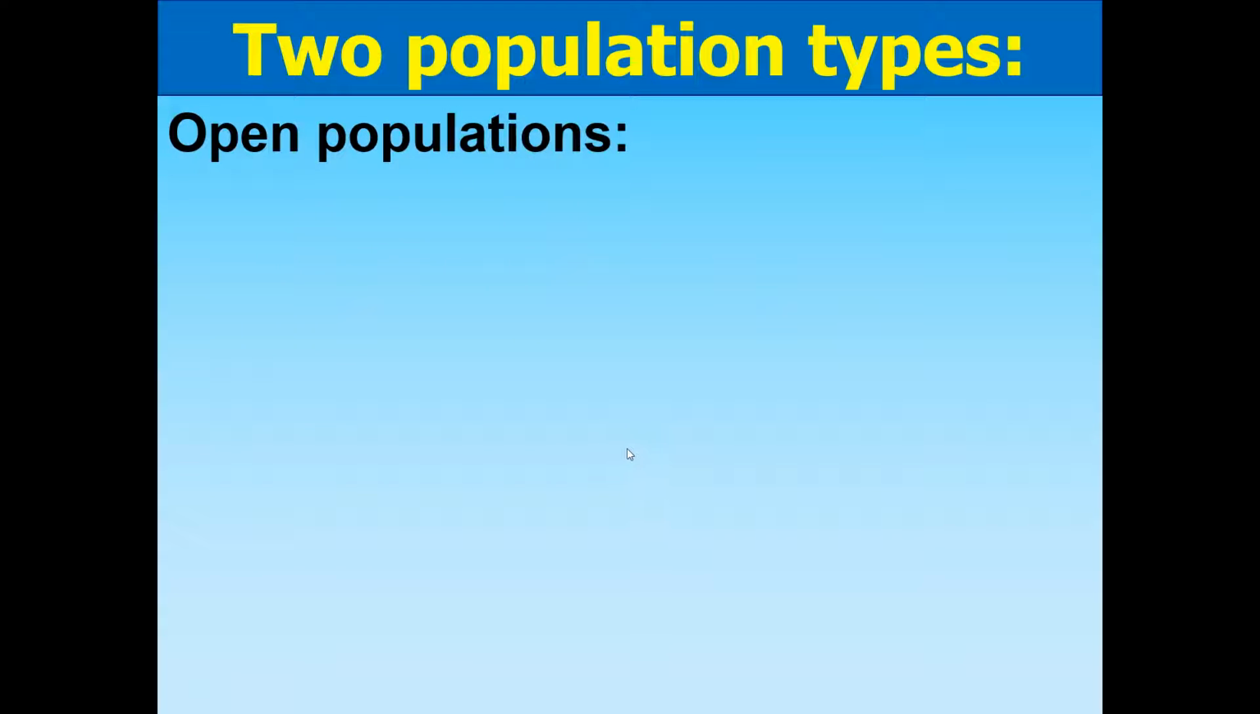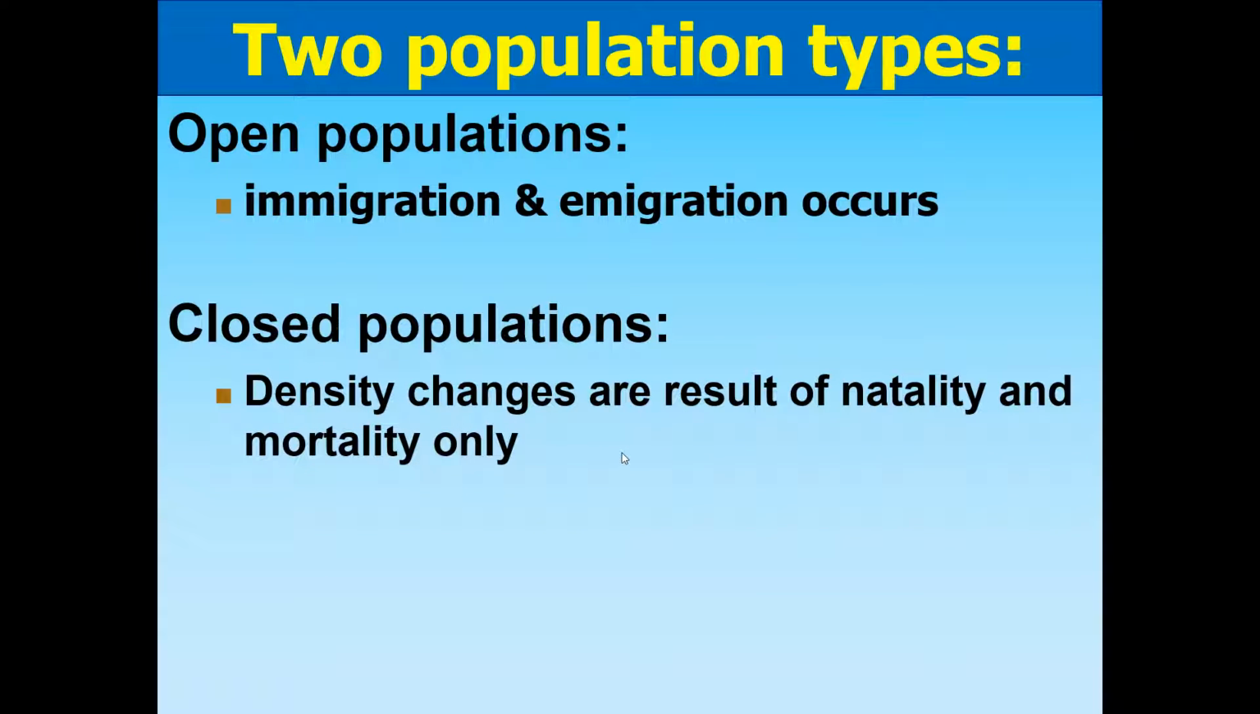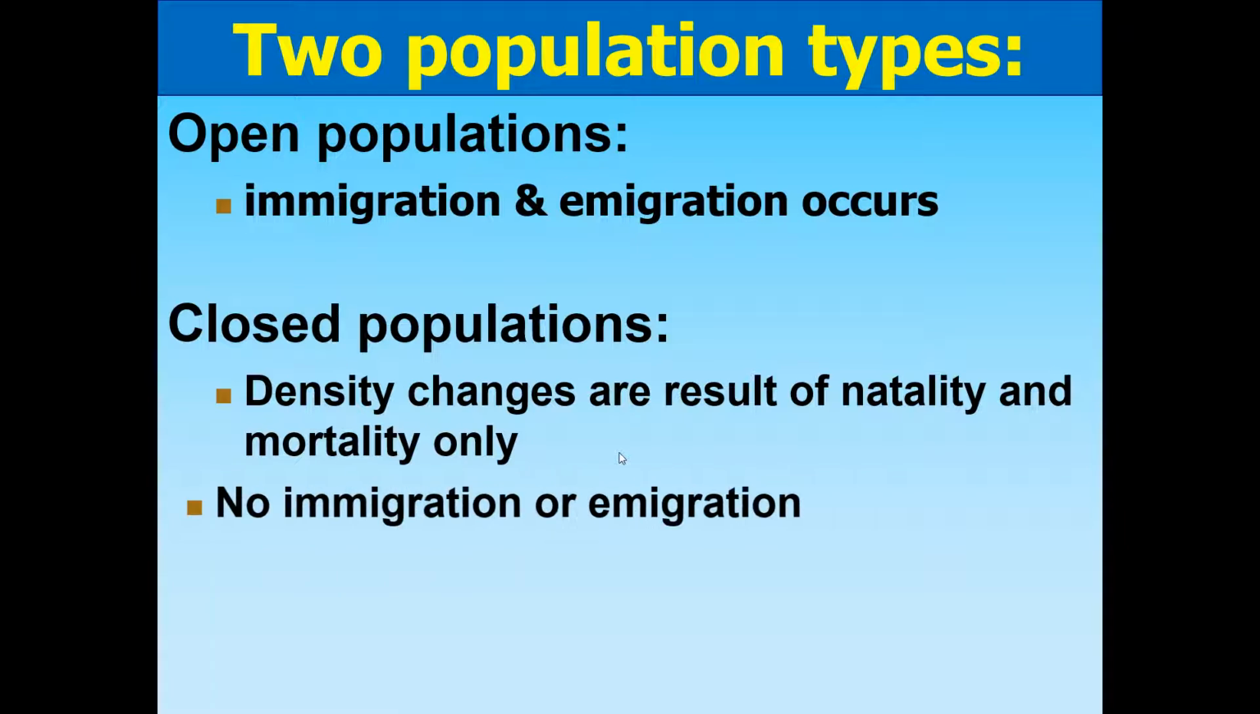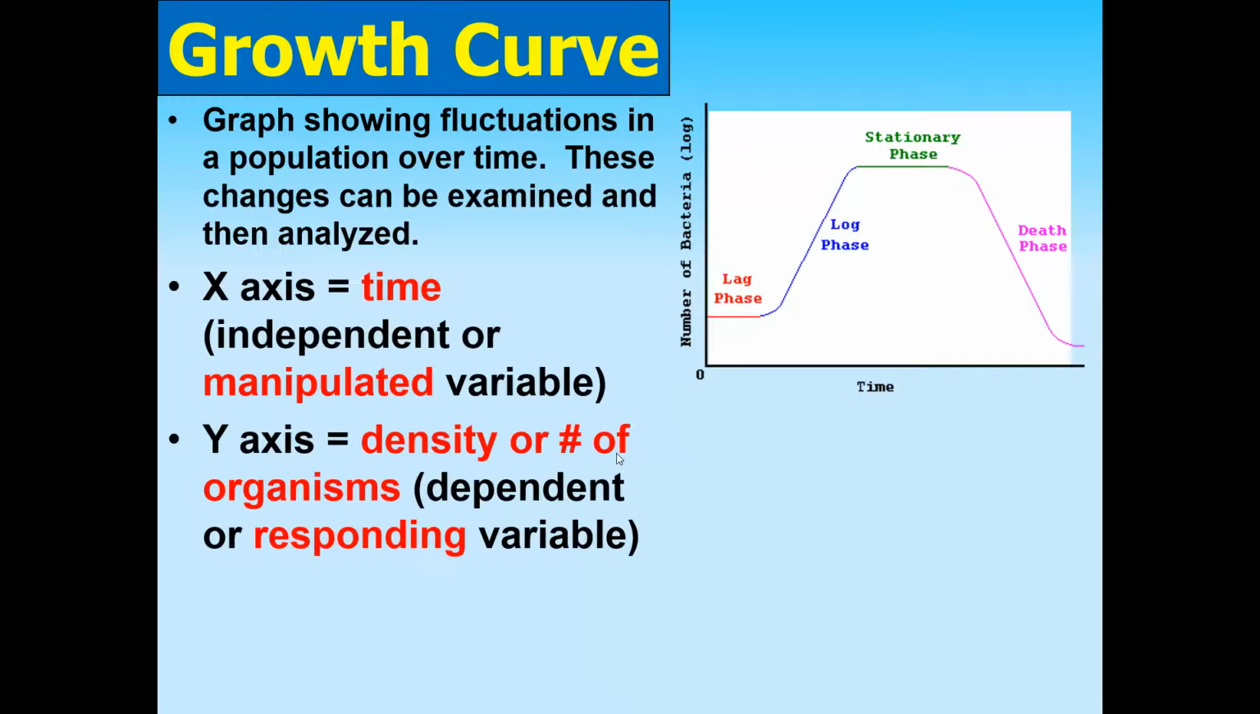There are two population types. Open populations are where immigration and emigration occur. In closed populations, density changes are a result of natality and mortality only. There's no immigration or emigration. An example of this would be a game preserve.